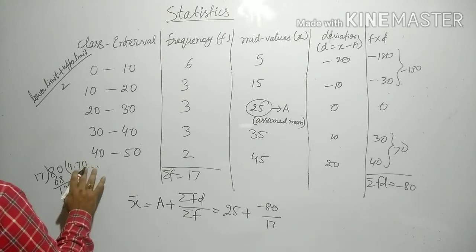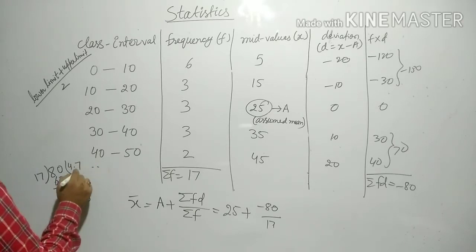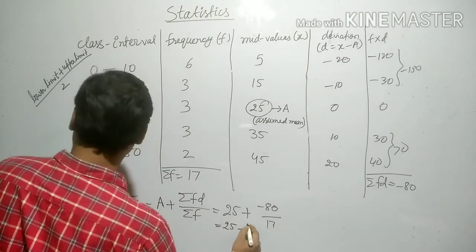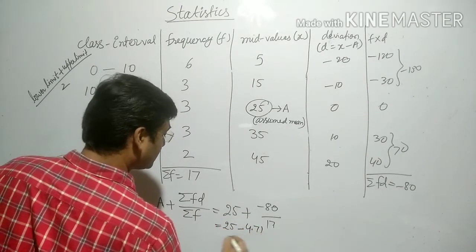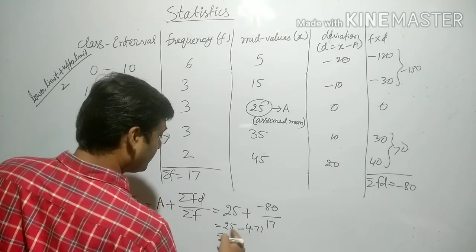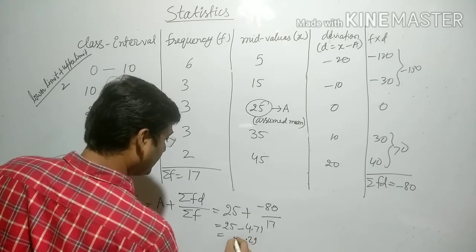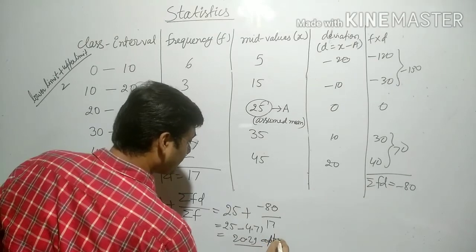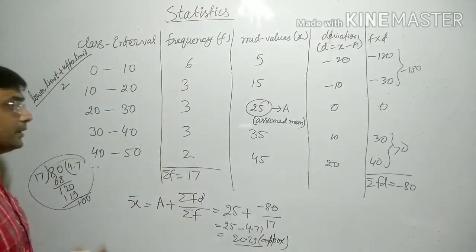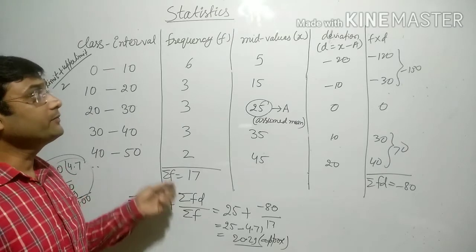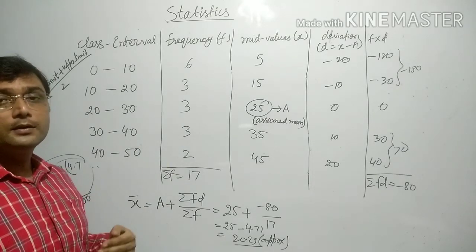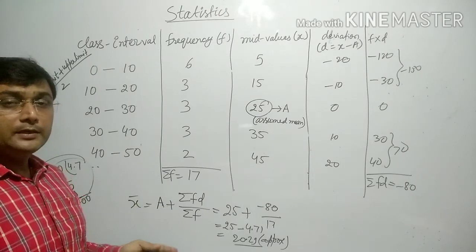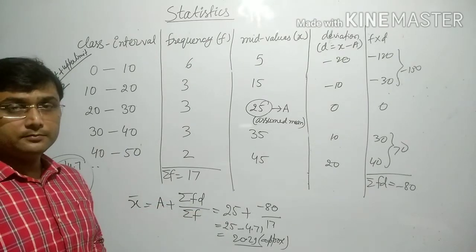So some value we will get, so finally we can write it as 4.71 here. So it will be 25 plus minus 4.71. So the answer will be 20.29. So 20.29 approx will be the mean of this given data whenever we are using the shortcut method. So in both the methods we have seen we are getting the same result.